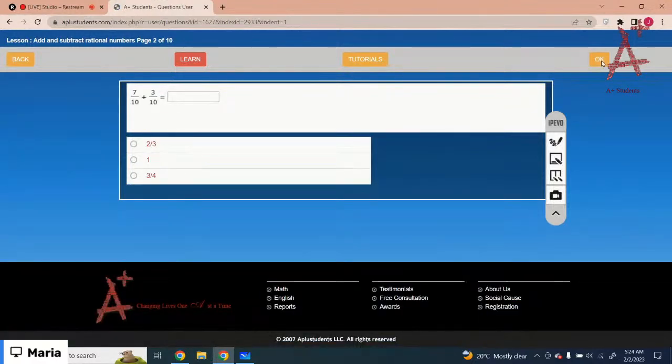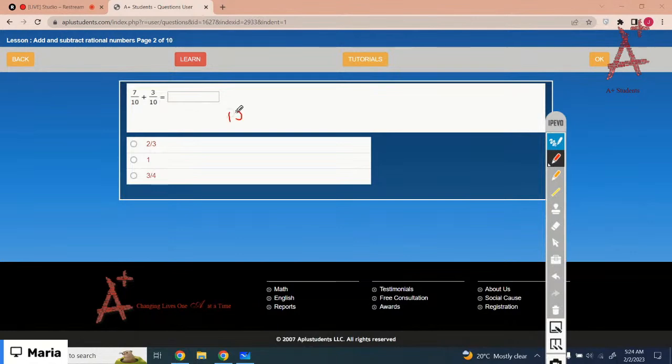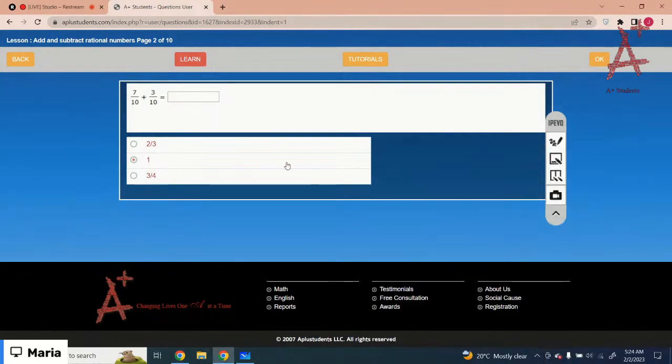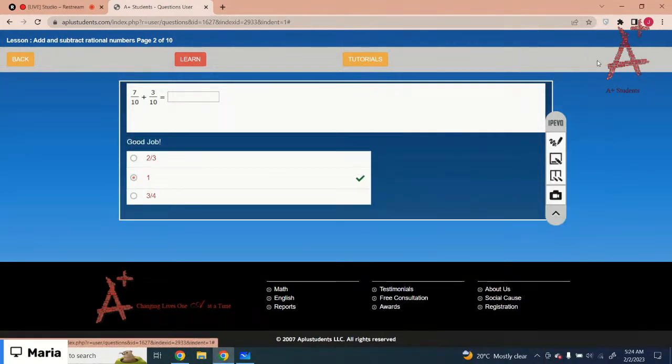Okay, the next one is 7 over 10 plus 3 over 10. So they have the same denominator. You just have to add their numerators. Got it? So when you add their numerators, it would be 10 over 10, and 10 times 1 is 10. So the correct option is 1. Got it? So just select the correct option, then click on the OK button.